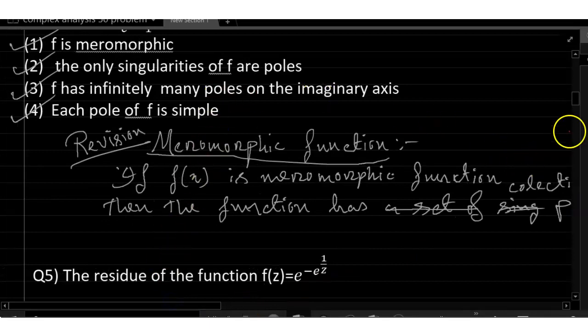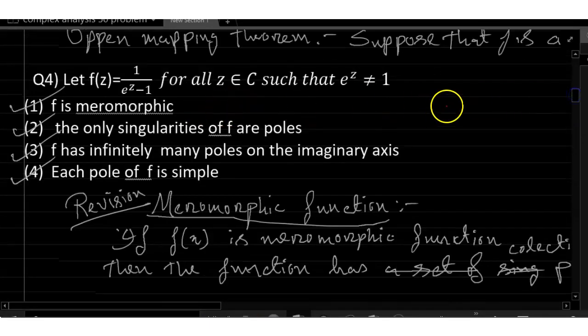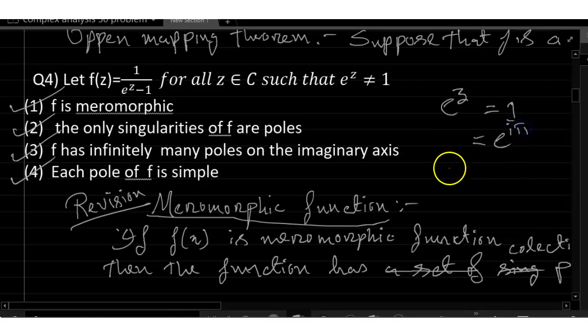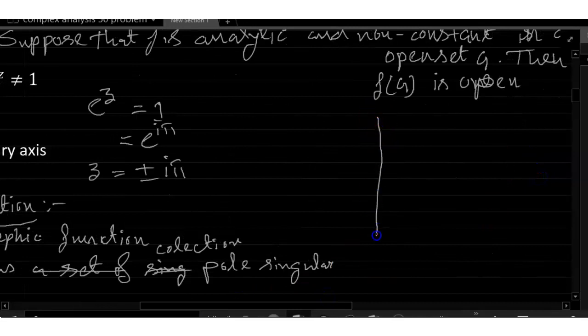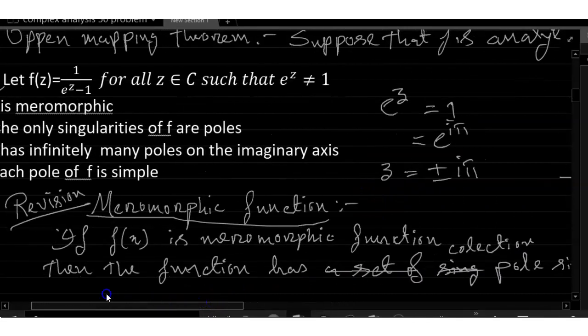Okay, so e^z - 1, you can write e^z = 1. So according to the theory, you can write e^(i pi), and you can say z = plus minus i pi. So you see that imaginary number, this is the axis, and you see that this way you get imaginary axis. Okay, so you get only imaginary pole, imaginary axis.